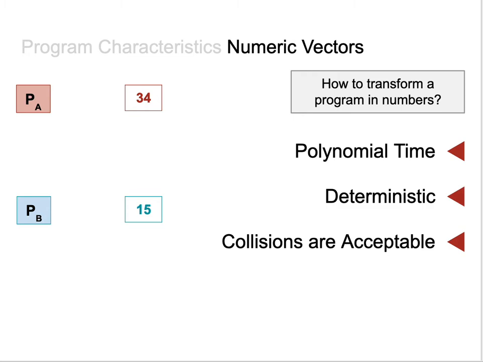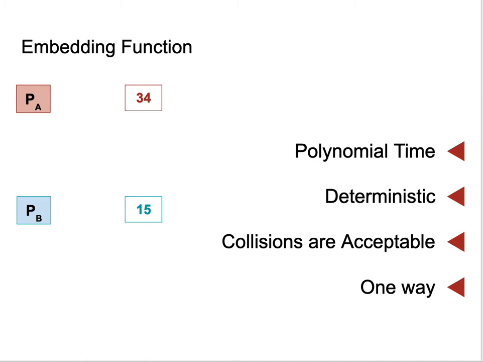It's okay to have collisions. It's acceptable that two different programs produce the same numeric representation. There are more programs than numeric vectors, in other words. Notice that this implies that the transformation is one way. From a program, we always get a numeric vector, but from a numeric vector, we might not get the original program back. There are many different techniques to transform a program into a vector.